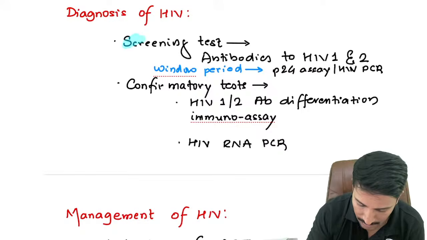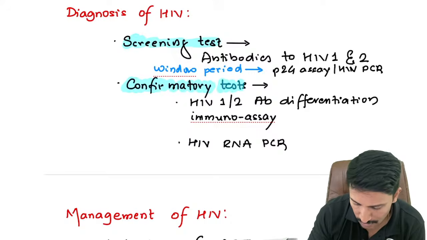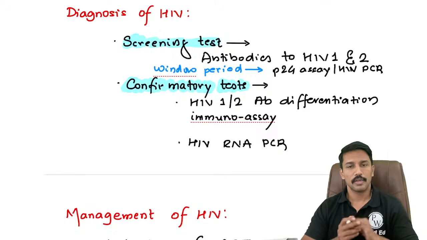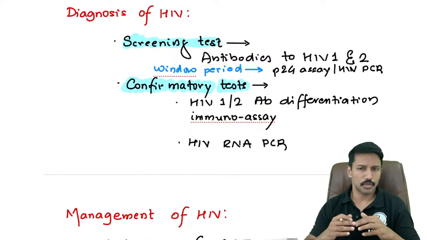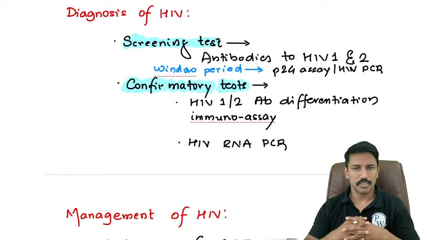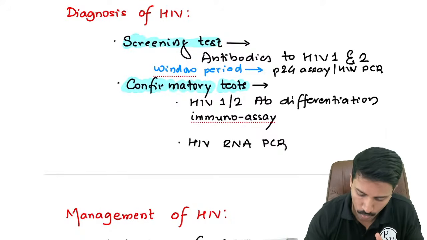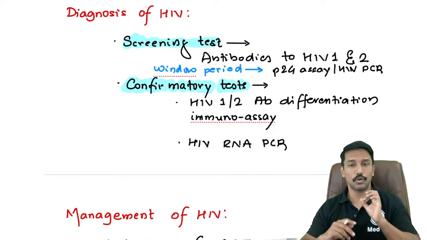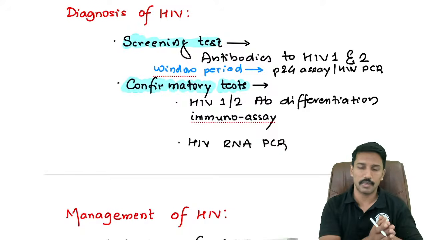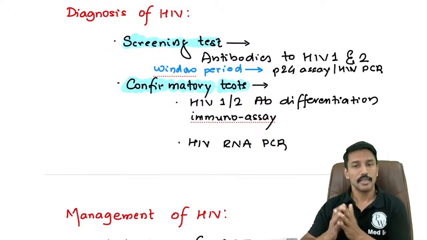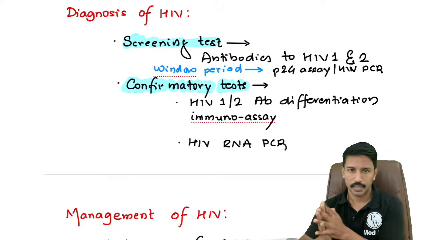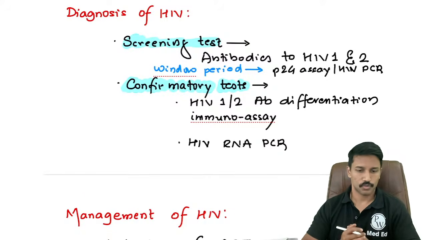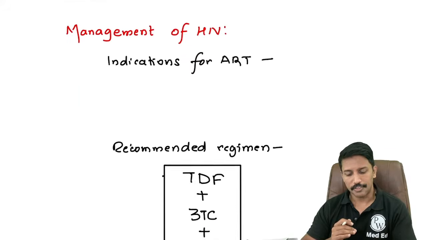And once the screening has shown that there is HIV positivity, because there is a possibility of false positives, we need to go for a confirmatory test. The confirmatory test can be either HIV-1 or 2 antibody differentiation immunoassay or HIV RNA PCR, right? So today, most of us prefer to go ahead with HIV RNA PCR because it not only confirms that there is HIV infection, it also quantifies the HIV RNA particles or the viral load in the blood. Clear? Okay.